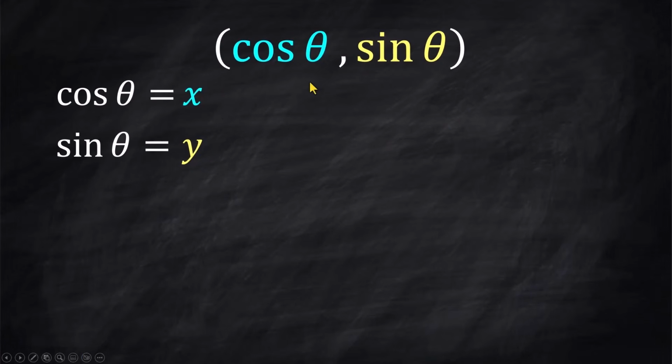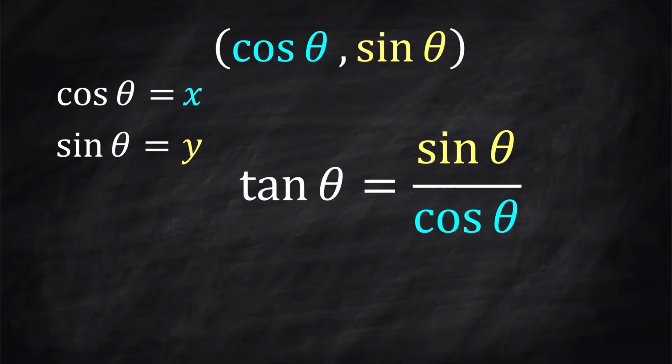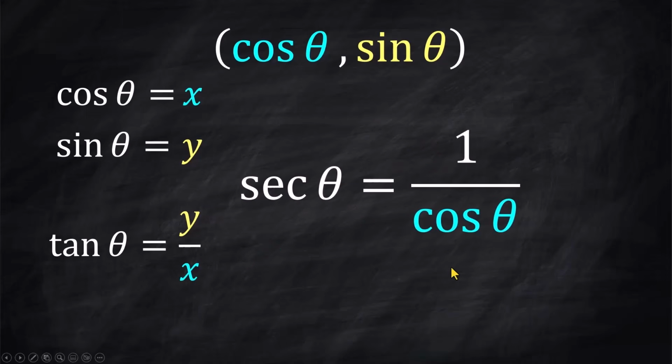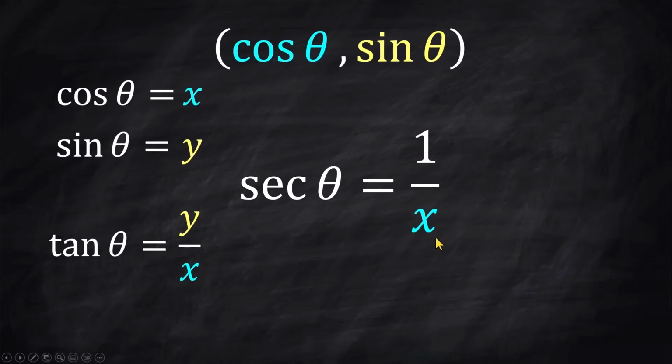We know that cosine is x and sine is y, but the thing is there are actually 6 trig functions, and here's only 2 of them. If you want to find tangent, you've got to use the tangent identity. Tangent of theta equals sine theta over cosine theta, but we know that sine and cosine are y and x. So tangent is y divided by x on the unit circle. Then you have secant. Secant is the reciprocal function for cosine, 1 over cosine. In this case, that would be 1 over x, would be the secant of theta.